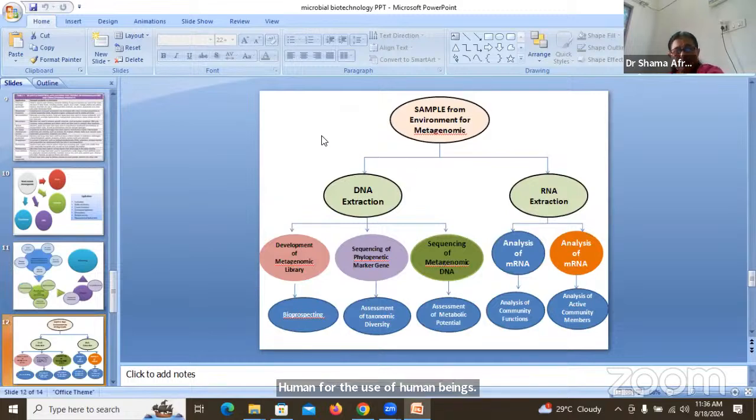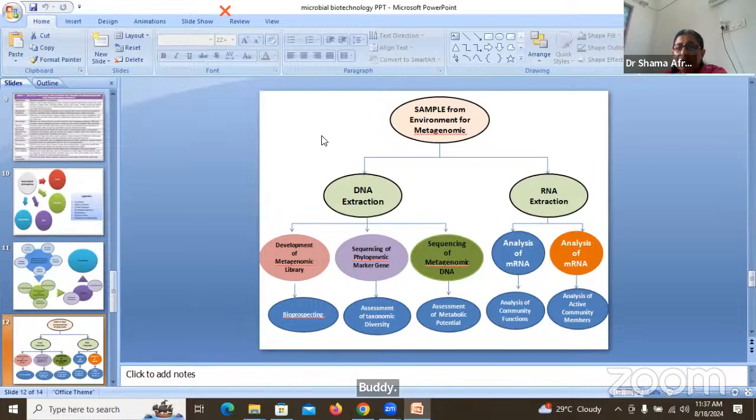The process which I have told, that microbial biotechnology, we can know in this way, how this technique is being used for the microorganisms. So first of all, we collect the sample from the environment for the metagenomics, and we extract in two parts. First, we extract DNA from the sample, and we extract RNA from the sample. And then we develop a metagenomic library so that we can study it very carefully.